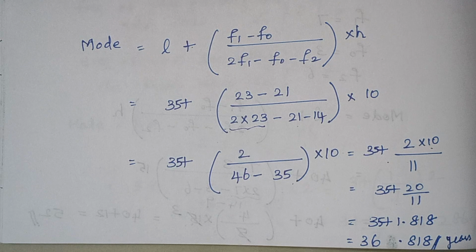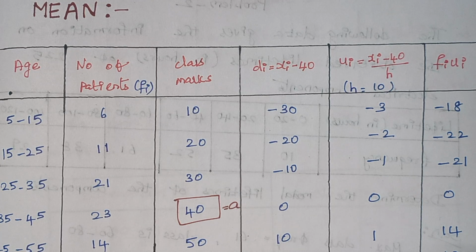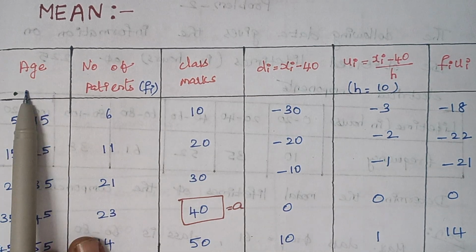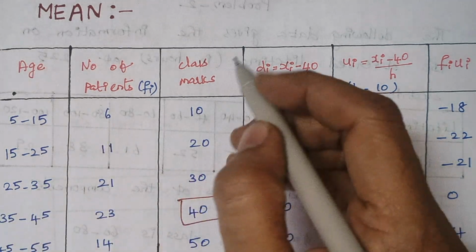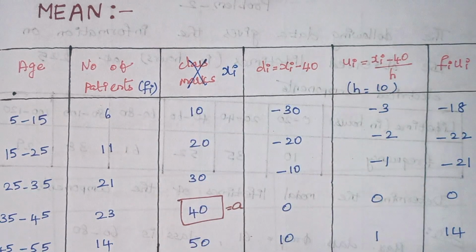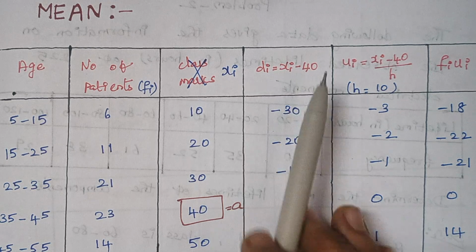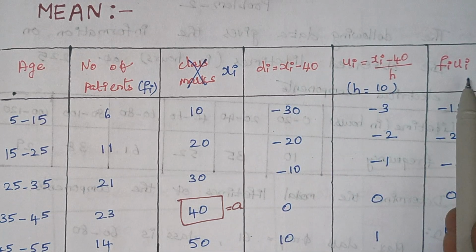Now we are going to find the value of mean. To find mean, here we are using the step deviation method. So this is the data which is given in the problem, age and number of patients. As usual, here we are going to find, this is not marks, right? This is xi. So xi, and di is nothing but xi minus a, and ui is nothing but di by h, and finally fi ui.